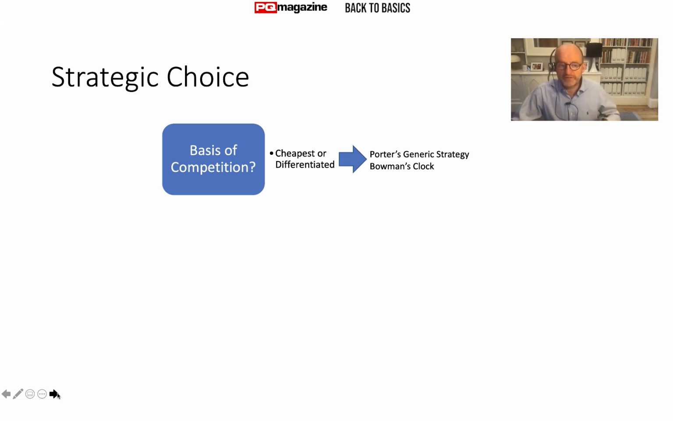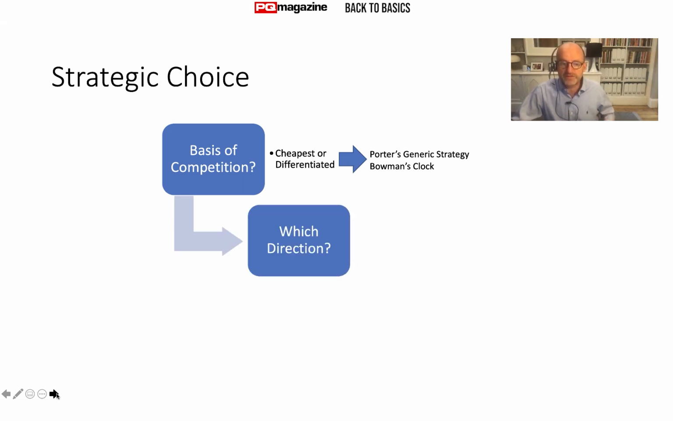Once maybe we've decided on our competition basis, we might then need to consider which direction we are going to go in. So do we stay in the same market with the same product, or do we stay in the same market with a new product? And various permutations of that are represented by Ansoff's product market matrix.